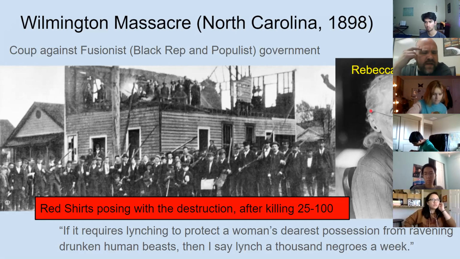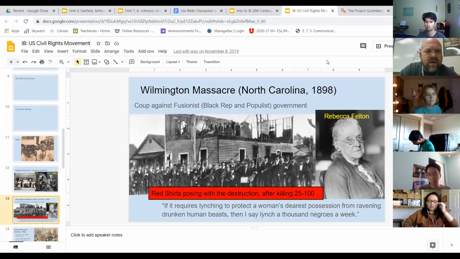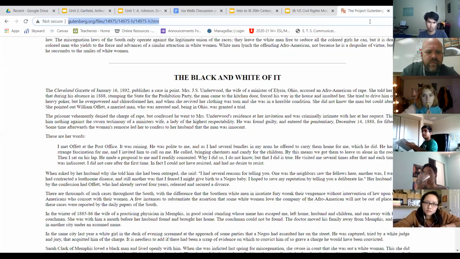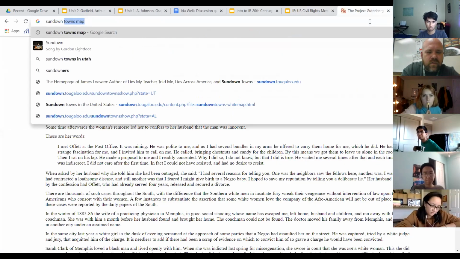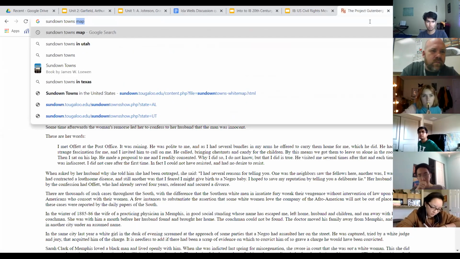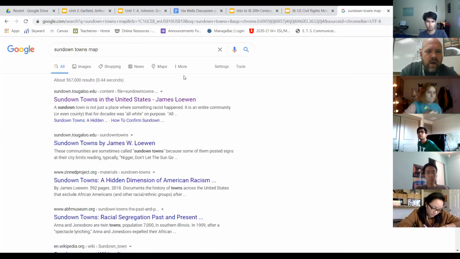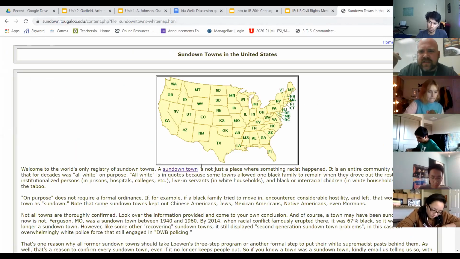Did we define sundown towns to you guys? All right, let's define sundown towns really quick. All right, let's get another term here. We'll come back and do some other things in here, but let's get sundown towns. Okay. Sundown towns will be the last term that you need, and then we'll do the other 3 massacres next time I see you.